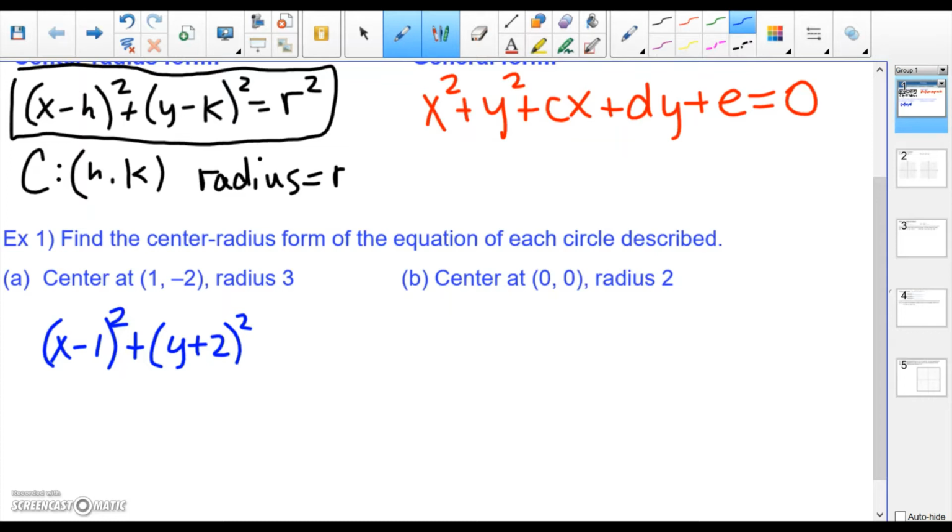So we have (x minus 1) squared plus (y plus 2) squared equals, and then since the radius is 3, we're going to have to square that for the formula. 3 squared is 9. That's it. That's the center radius form.